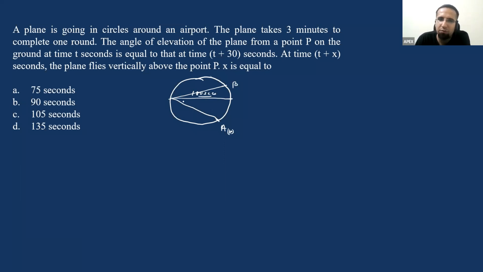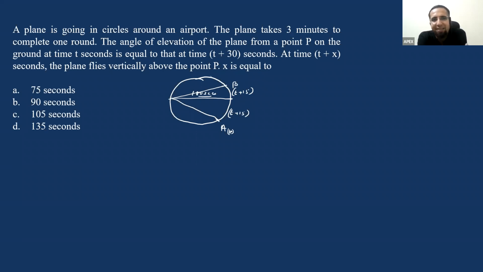let's say this point, okay. This point is the midpoint, obviously, because the angles are same, right? So the diameter will be the midpoint here, straight line. So this will be t plus 15 seconds, and this at this point. And from here, the plane is taking t plus 15 seconds because the plane is traveling at a uniform speed.